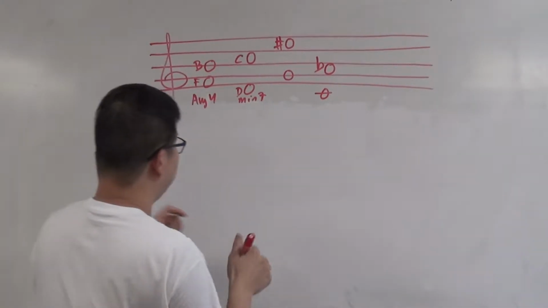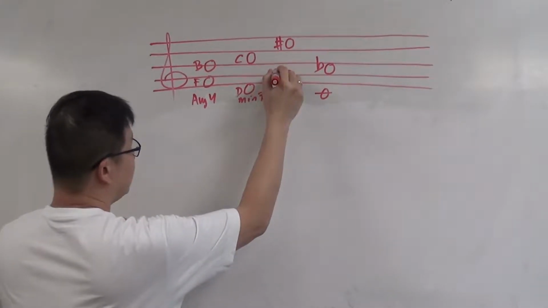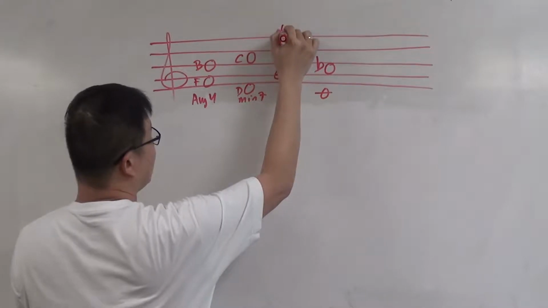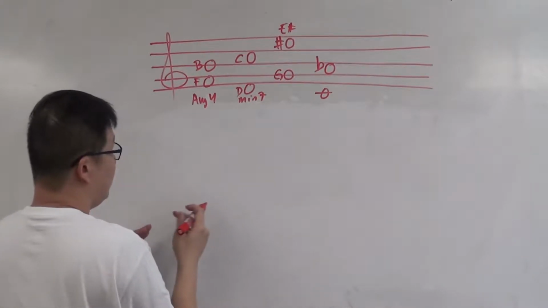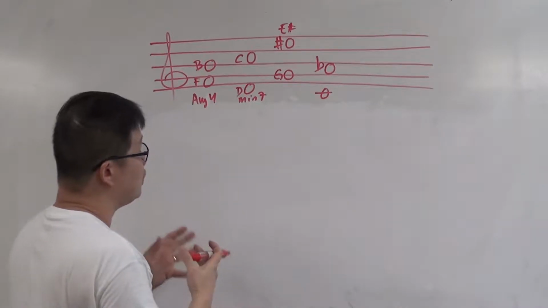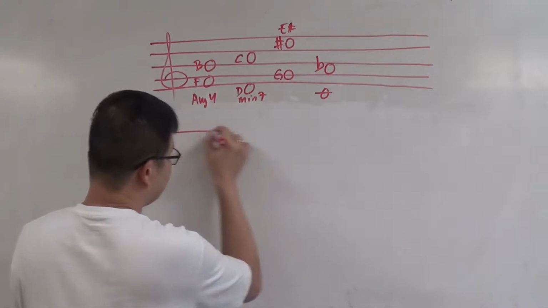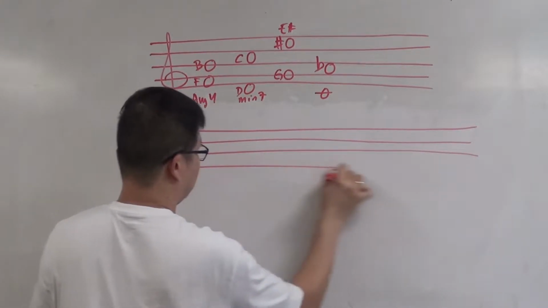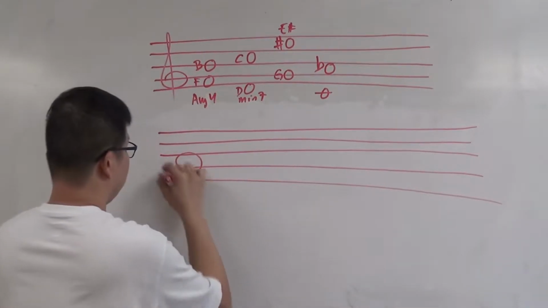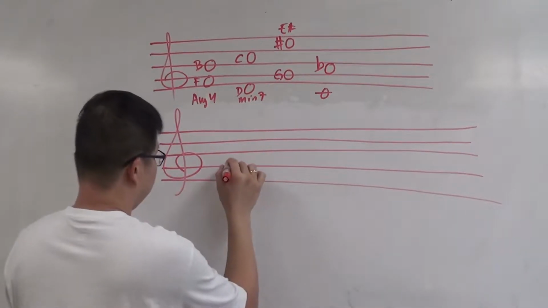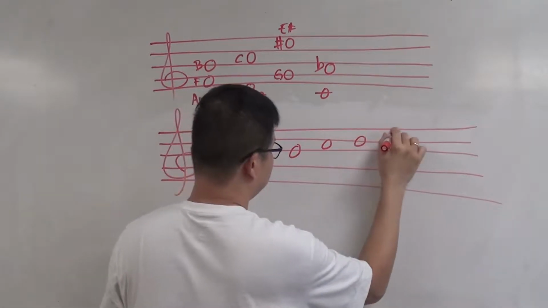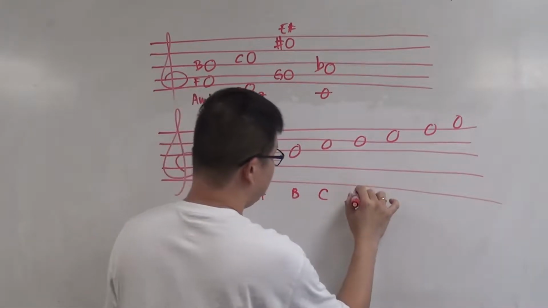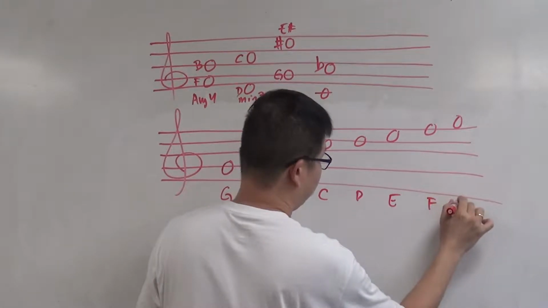Now let's do the next example. So what note is this? This is G. What note is this? This is E sharp, correct? Now same thing, if let's say you are not sure what the interval is between G to E sharp, you need to draw the major scale based on the lower note, which is G. Now I'm going to draw the G major scale. Okay, this is G, A, B, C, D, E, F, G.